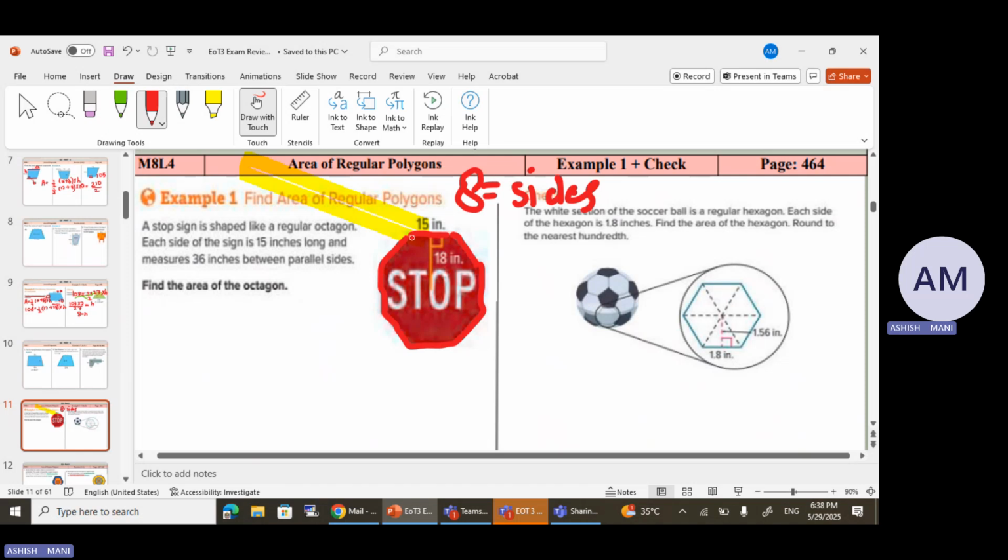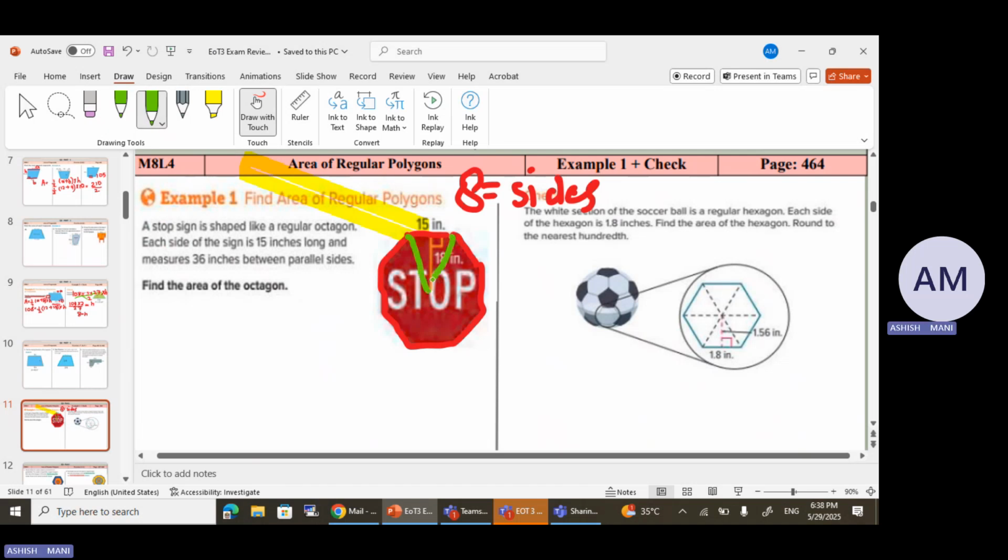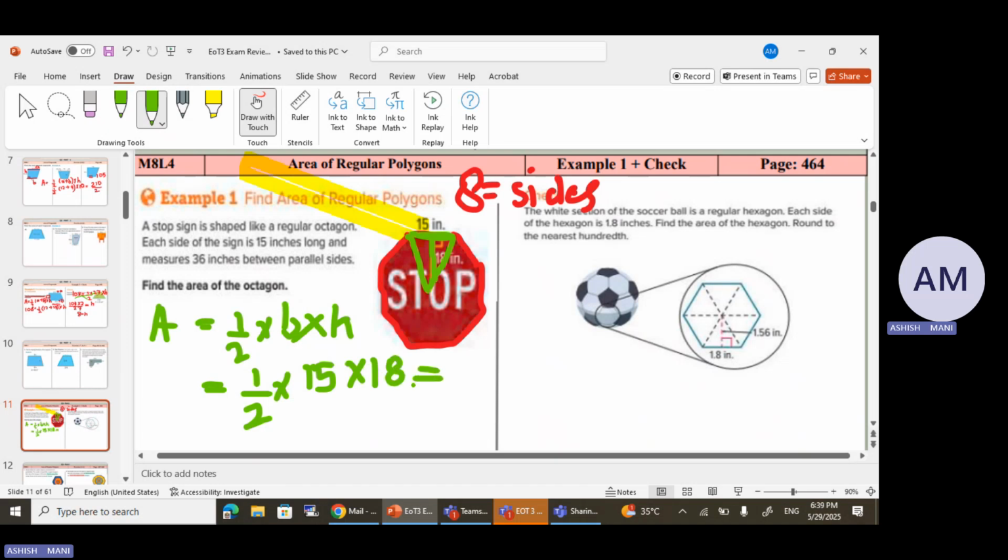So first what I do, I take a triangle. I will use another color. So I make one triangle. In this triangle, the base is given, which is 15, and the height is 18. Okay. So first the area of triangle, the formula is half into base into height. And this will be 1 over 2. Base is 15 and height is 18. So multiply these first two and then divide by 2. So 15 multiply 18 and then divide by 2. It will be 135. Now we get the area of one triangle.